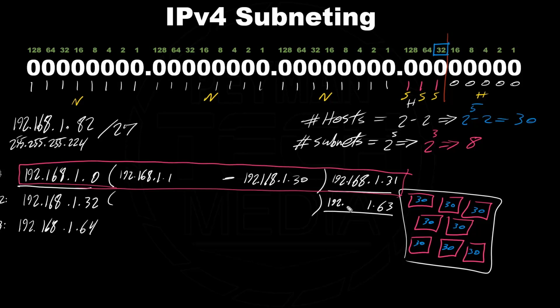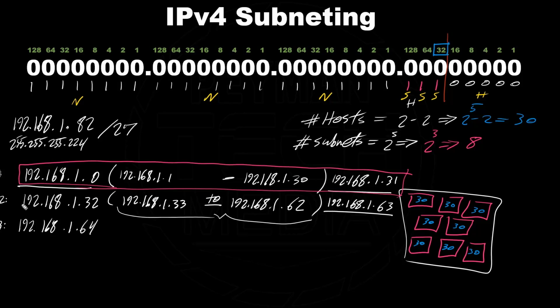Again, 192.168.1.63, because the next one is 1.64. And the available IP addresses, the range now goes in between basically 1.32 to 1.63. So that would be 192.168.1.33, and it goes to 192.168.1.62. So these are the available IP addresses in this subnet.